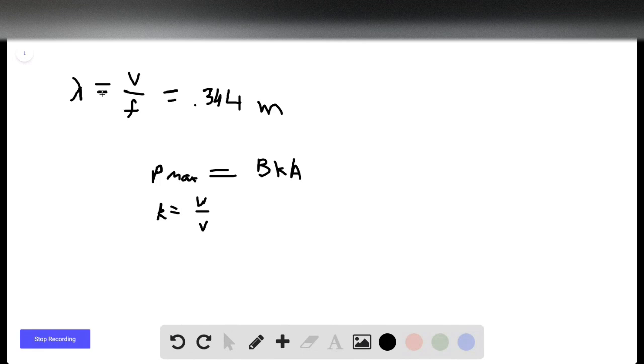And so if we want to reduce P max by a factor of 20, we must also reduce frequency by a factor of 20, which means 1000 hertz divided by 20 is 50 hertz, and lambda will end up being 20 times this value, which is 6.88 meters.